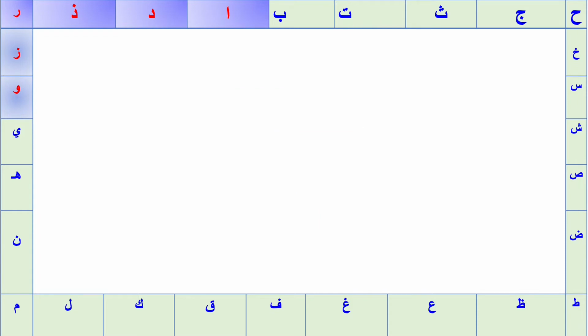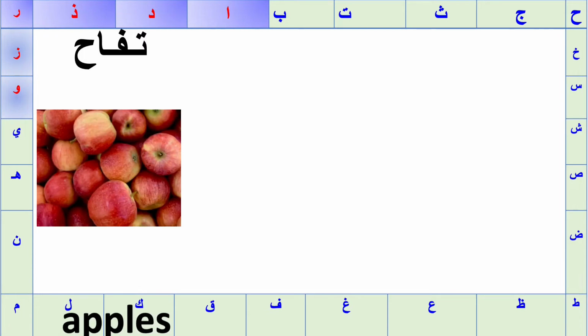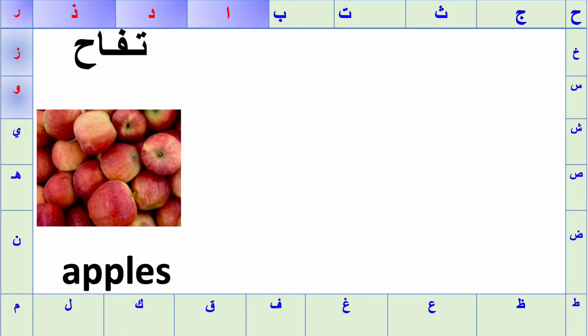Let's have an example. The word we have here is tuffah, which stands for apple in English. We will have the components of this word letter by letter. So we'll have ta, fa, alif, and ha. Tuffah. These are the individualized letters. These are the letters without any connection.